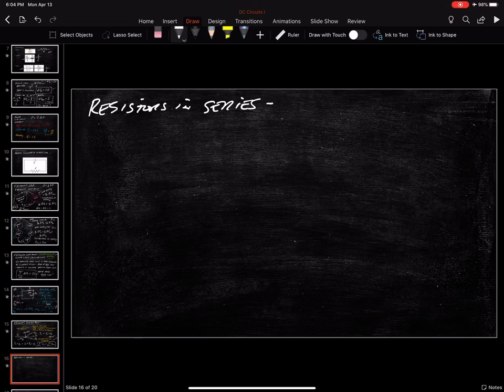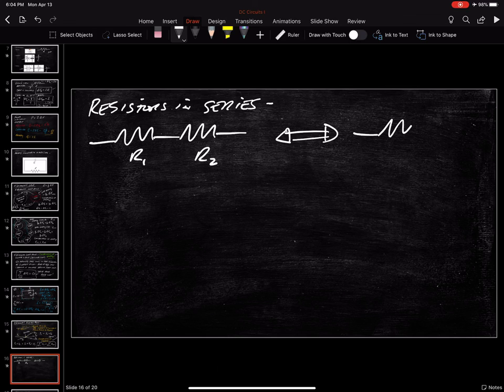in other words, I take one resistor, some R1, and some next R2. This is equivalent to having one single resistor, R equivalent. And you might guess that R equivalent should just be R1 plus R2. And if you add on a third one, it would be plus R3, and so on. This turns out to be right. How do you see that?